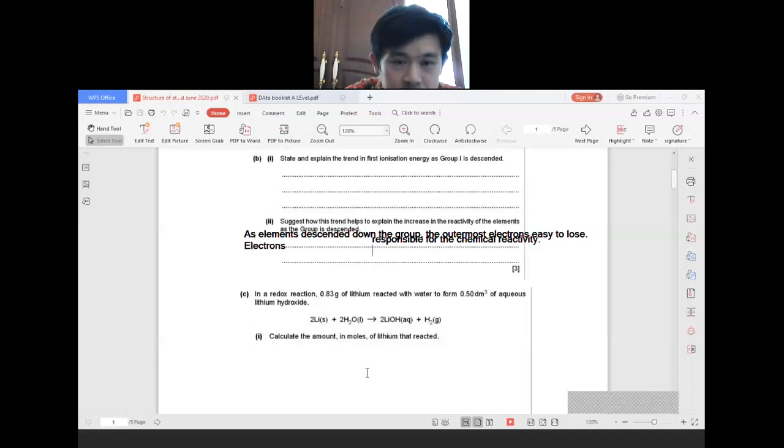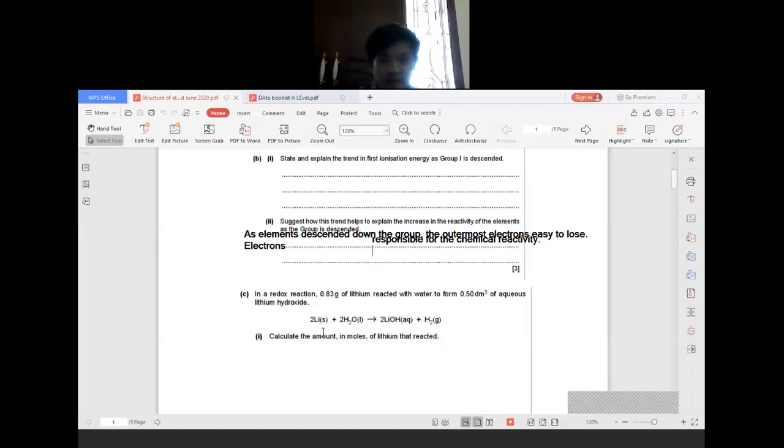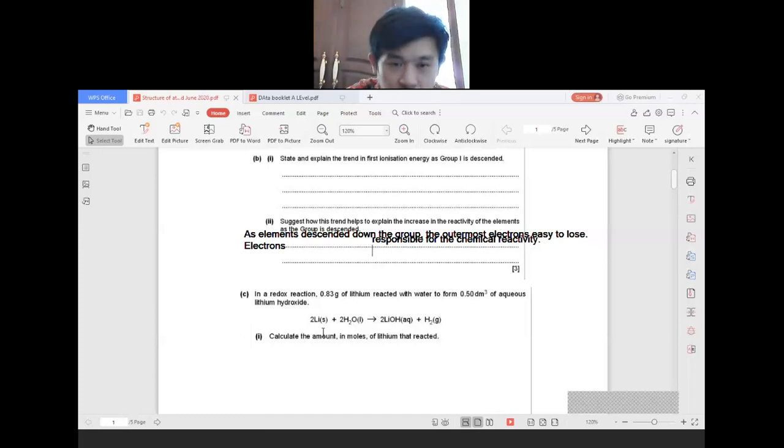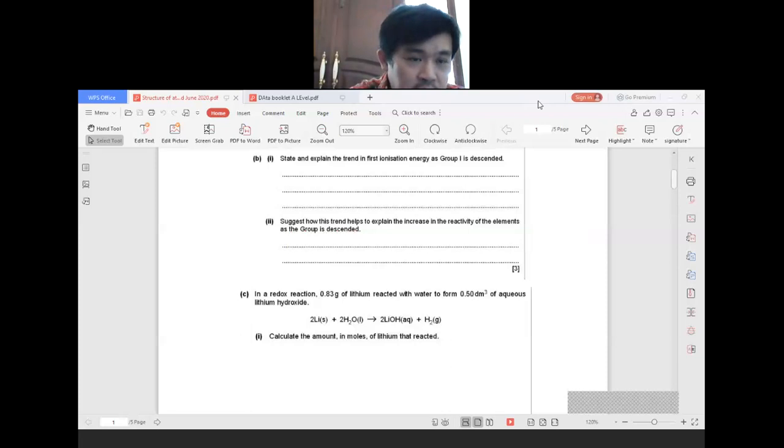Okay, next, in a redox reaction, 0.83 g of lithium reacts with water to form 0.5 dm³ of aqueous lithium hydroxide. The first question: calculate the amount of moles of lithium that reacted. So we have to find the number of moles of lithium reacted.